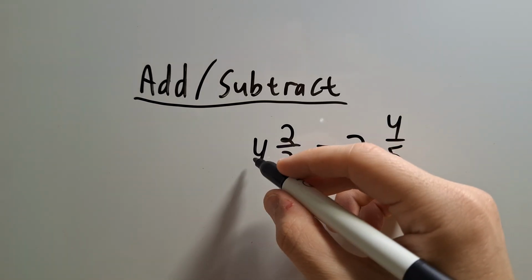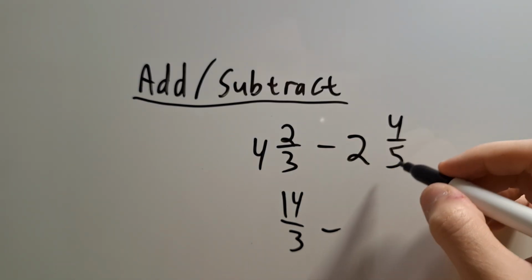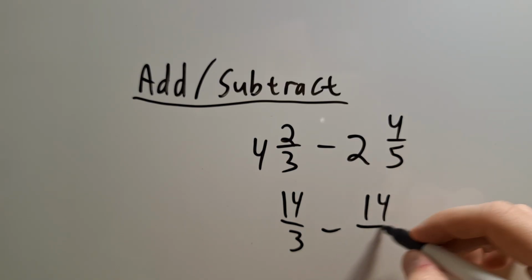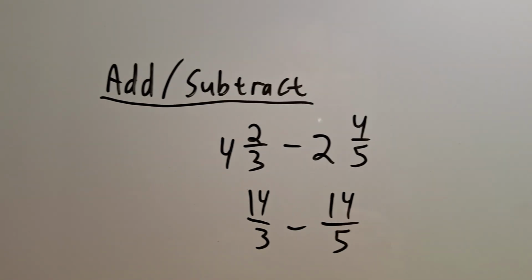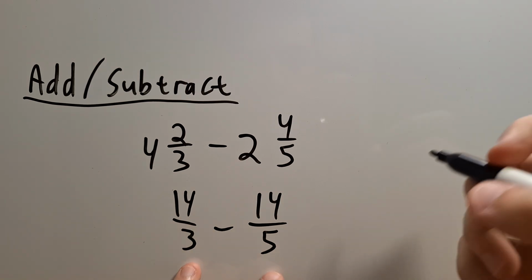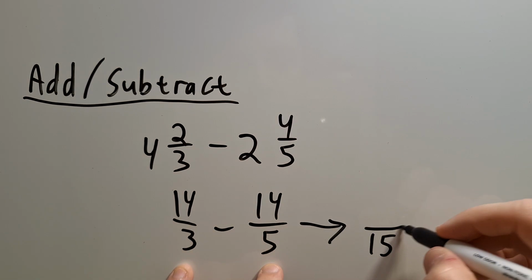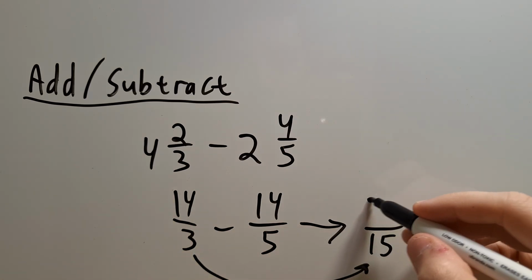Rewrite: 3 times 4 plus 2. 2 times 5 plus 4. Same numerators. That actually worked out pretty nice. These are different denominators, yes, so our least common denominator for 3 and 5 is going to be their product, 3 times 5, which is 15. To get to a denominator of 15 from 3, we're going to multiply by 5. So 14 times 5, that's 70.